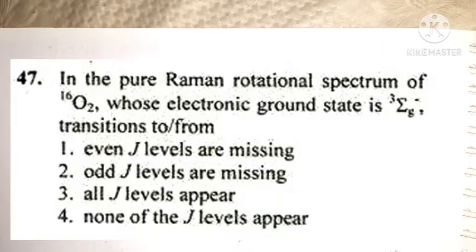Okay, so friends, we have a 16O2 molecule and we have its ground state, that is 3 sigma g minus, and on the basis of this data you must find that on the spectrum of the Raman rotation spectrum of this molecule, what levels are missing or appear, that is even j levels or odd j levels or none of the j levels, and this question is coming for 2 marks. Understand? Okay, so let's do the solution of this question.